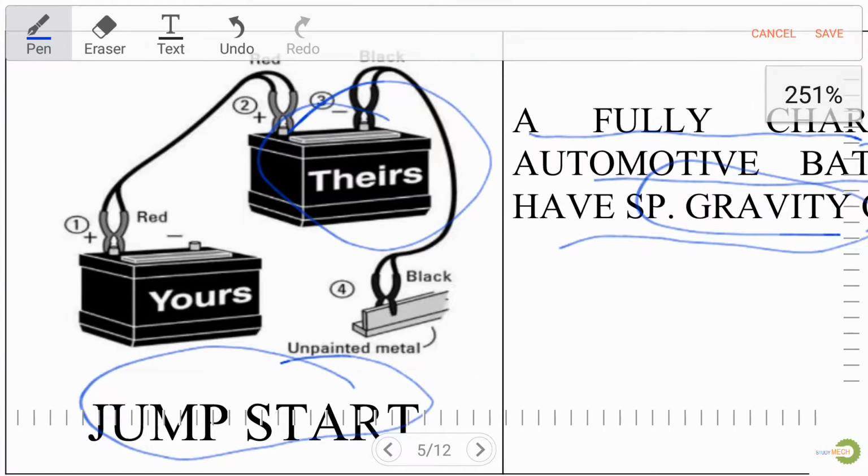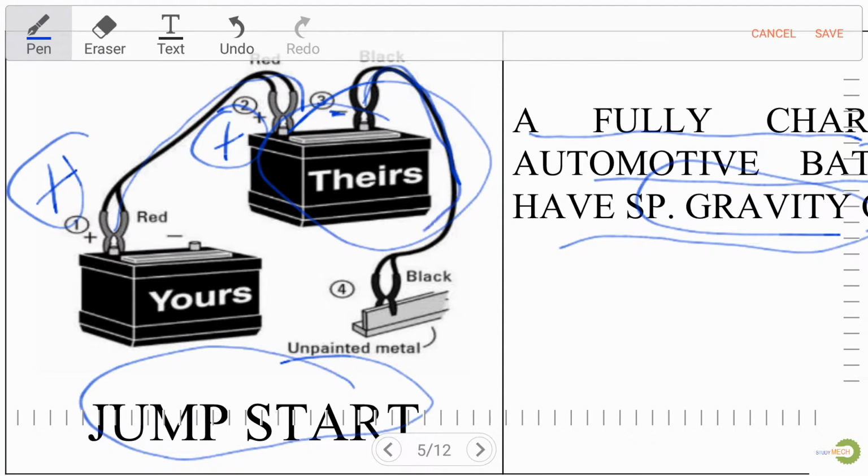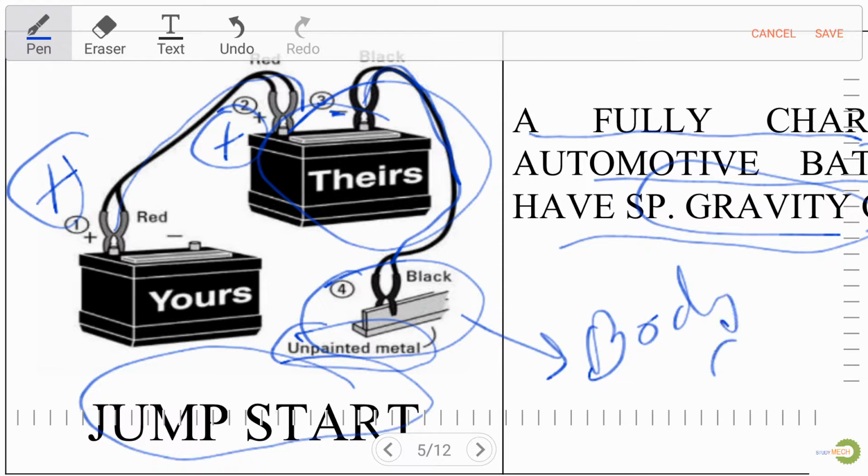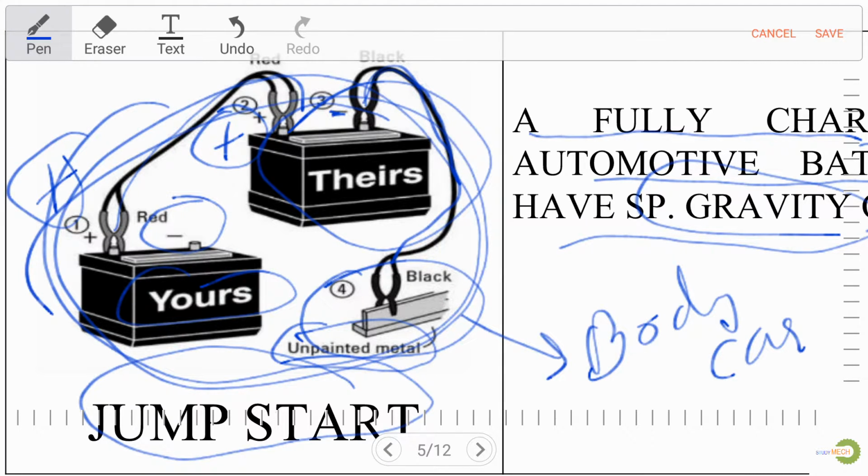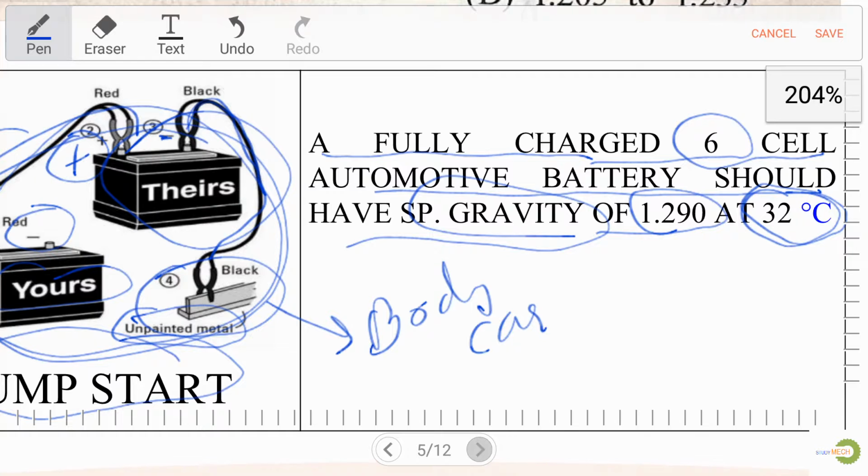First of all, we have to connect our car battery's positive to our friend's battery positive point, and the negative of our friend's battery connection to our car body at unpainted metal. So this is the body of the car, and our car battery's negative point is already connected with our engine. So I think we have a clear picture for the battery. Now let's move to the next question.